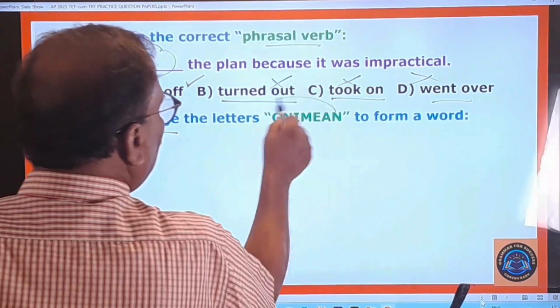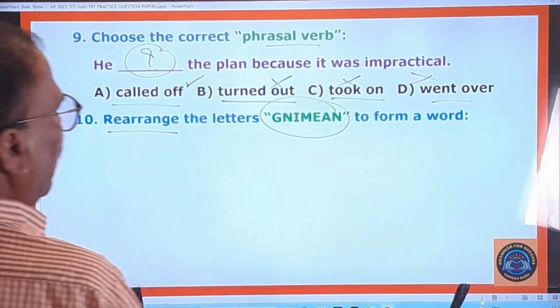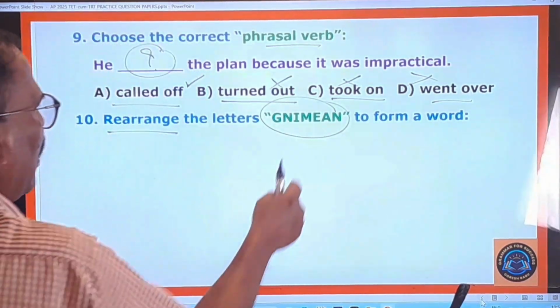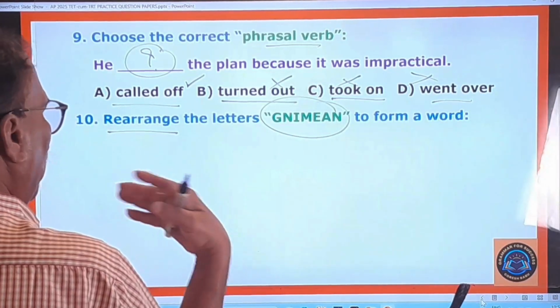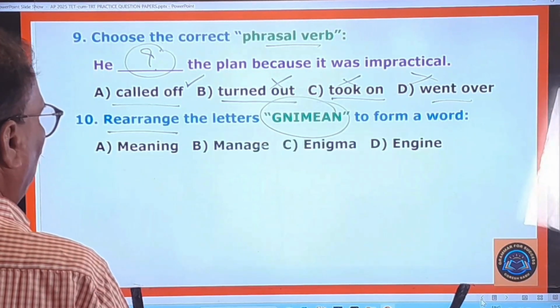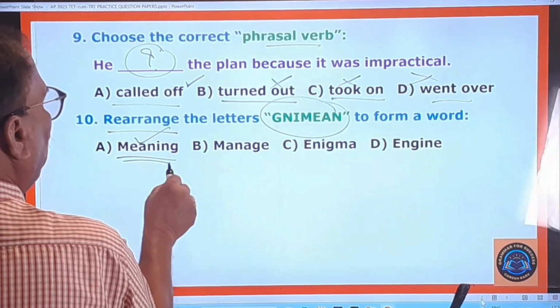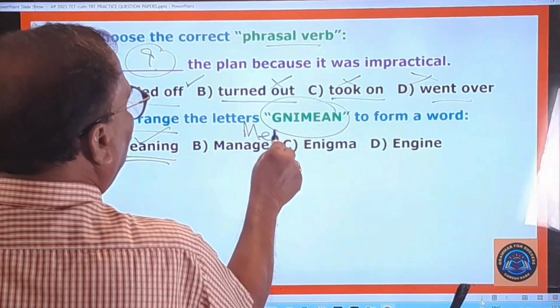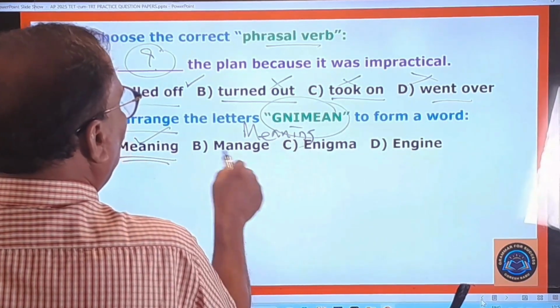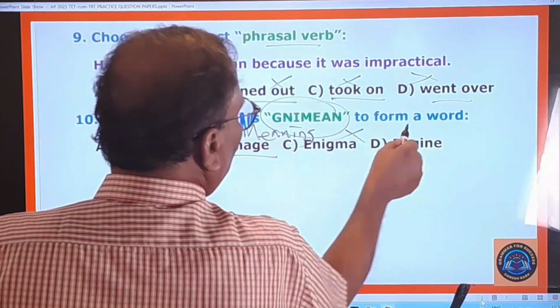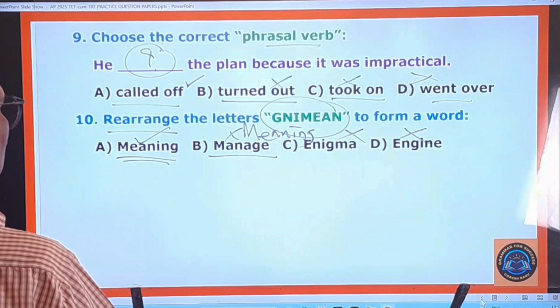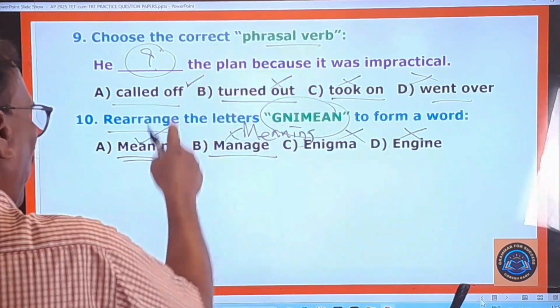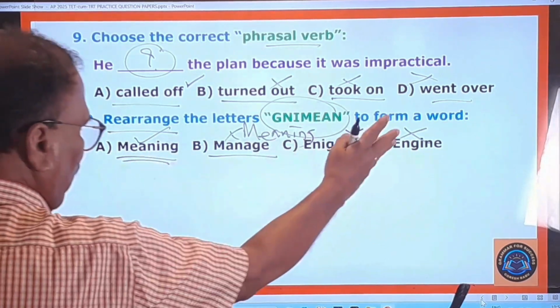Rearrange the letters GNI, MEAN to form a word. If you can arrange these letters, it becomes a very beautiful word. What is that? Here you pay attention. The very first one is the right one: meaning. Manage, enigma, engine, all these three are not the right one. From these letters you can form only this word but not these words.